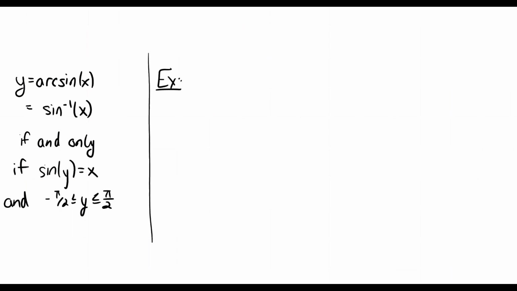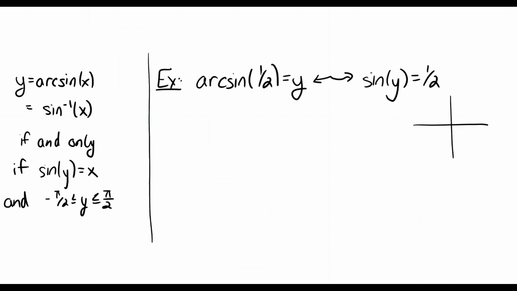For example, if we want to compute arc sine of 1/2, we set this equal to y and then rearrange. y must be the value so that sine of y equals 1/2, where y is a value between minus pi over 2 and pi over 2. Drawing a quick unit circle, we see that y must equal pi over 6.